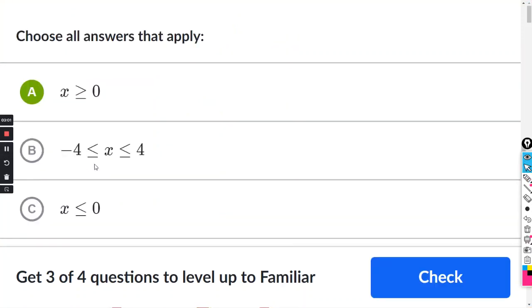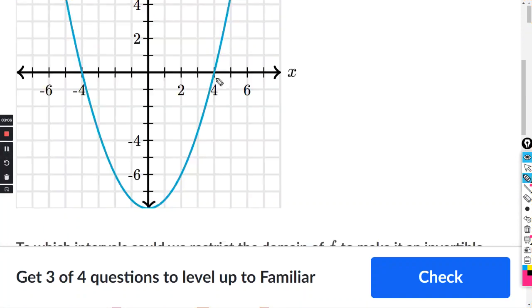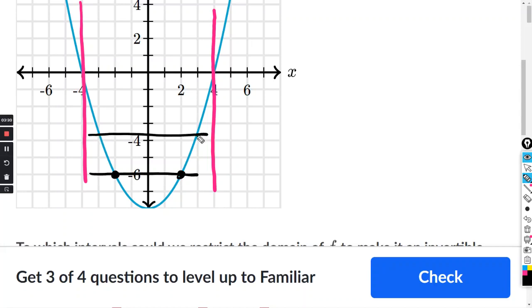Let's try B. x is between 4 and negative 4. Here's x equals 4 and here's x equals negative 4, so we're only looking at this section of the graph. Does it pass the horizontal line test? Well, no. If you draw a horizontal line right here, it intersects here and here. That's more than once, and same thing if you move up. So in this case, the answer is no. This is not invertible, even if you restrict it from negative 4 to 4.